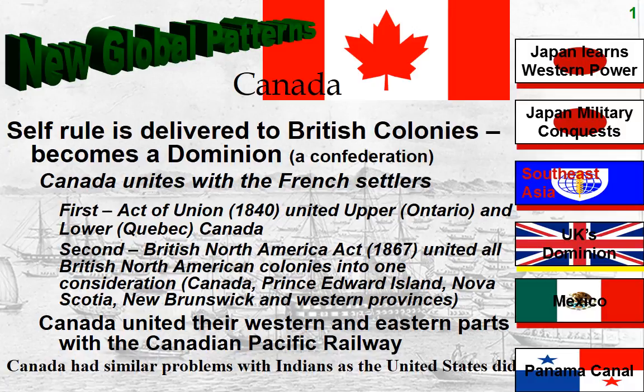This is Chapter 13, Discussion Number 3, Britain's Colonies Morph.